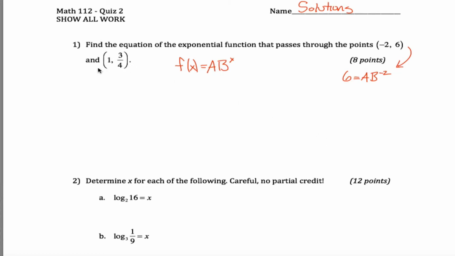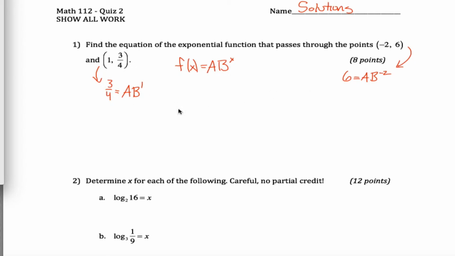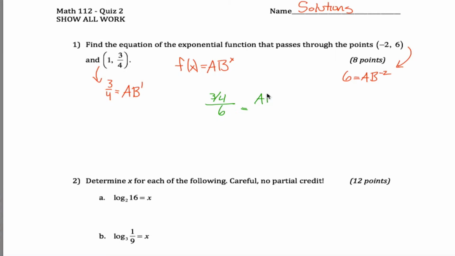And from this piece of information here, I know that 3/4 must be equal to a times b to the first power. And so what I can do is take those two equations and divide them. So 3/4 divided by 6 must be equal to ab to the first power divided by ab to the -2 power. If this is the same as this, and this is the same as this, and this divided by this is the same as this divided by this, that gives me this equation right here.